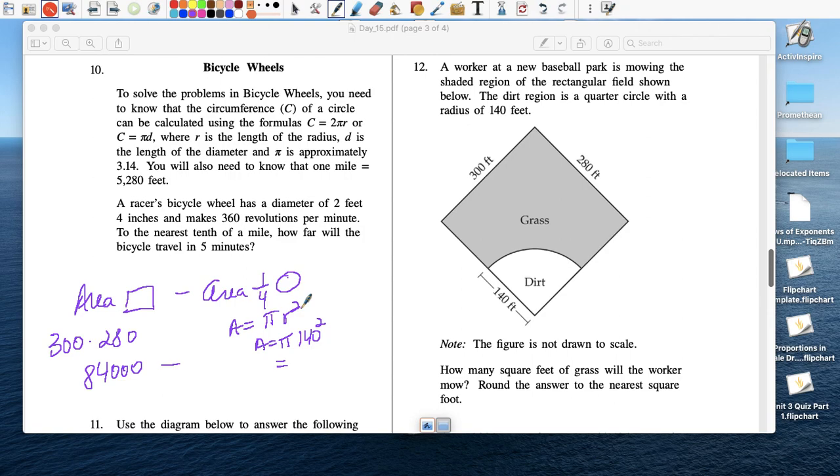Okay, hang on a second. Okay, 140 times 140, enter, times pi, enter, divided by 4, enter. We get 15,393.80. So subtract those two numbers.